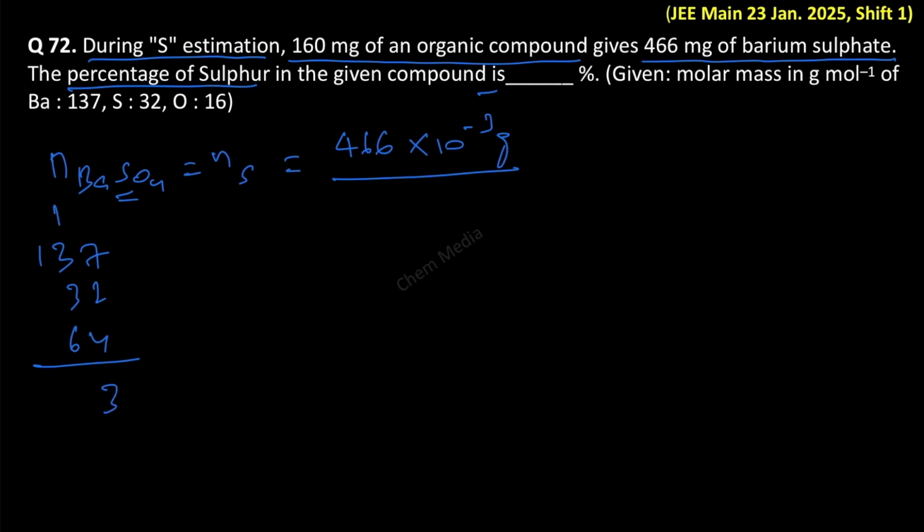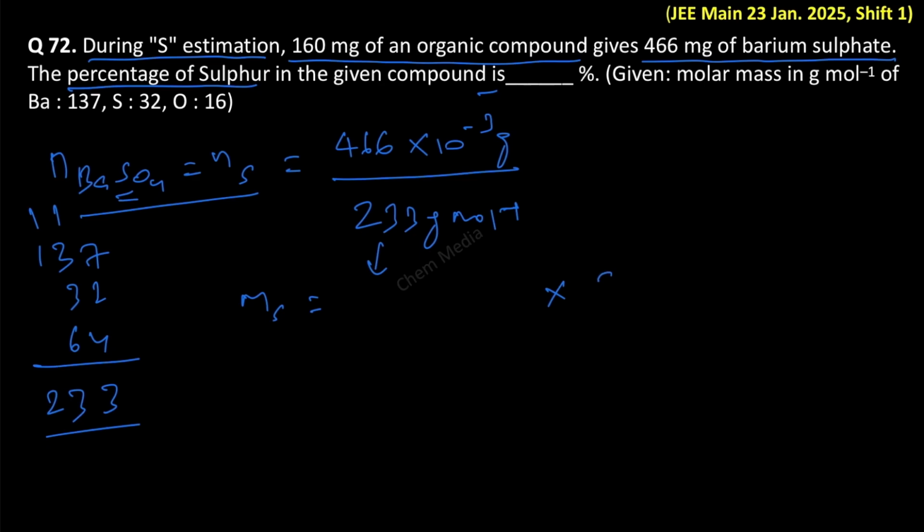So 3 remaining 1, it would be once again 13. So 3 remaining 1, so 233 gram per mole. Now to find the percentage of sulfur, we need to find the mass of sulfur. Mass of sulfur is equal to number of moles of sulfur, for which we can substitute this expression. Why are we substituting? Because number of moles of barium sulfate is equal to number of moles of sulfur. So number of moles of sulfur times molar mass of sulfur, that is 32 gram per mole.